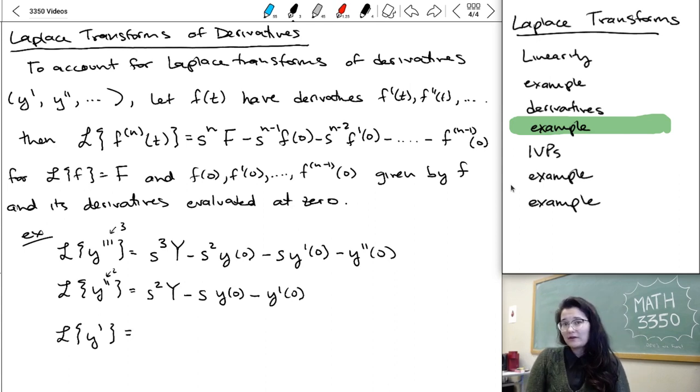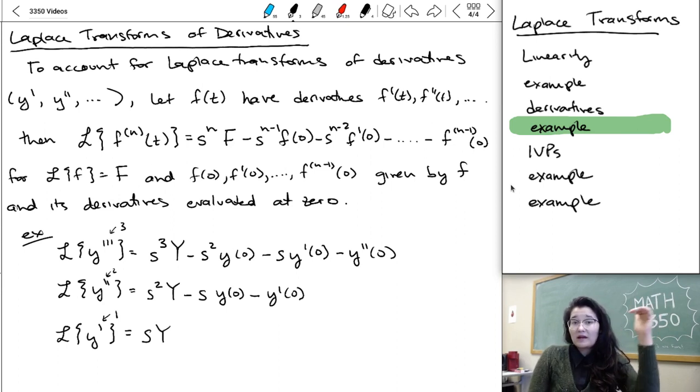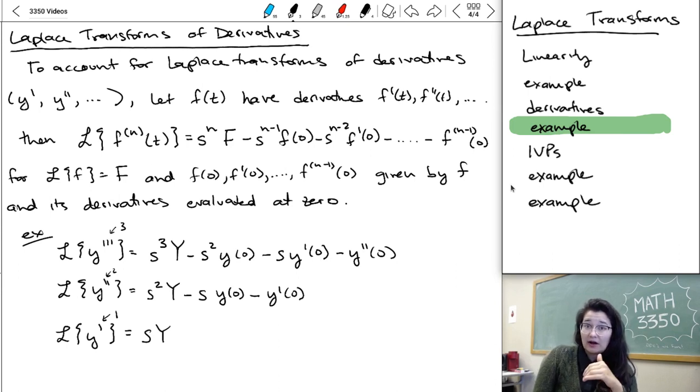And maybe real quick, see if you can figure this out for yourself. So this is a first order derivative. That means we're going to take s out front to power 1 multiplied by y. But remember, we keep going down in powers until we reach a constant, so we're not done yet. We have to subtract s to 0, or 1, times y of 0. And that's how we do this.